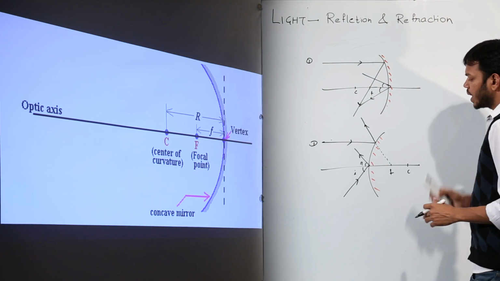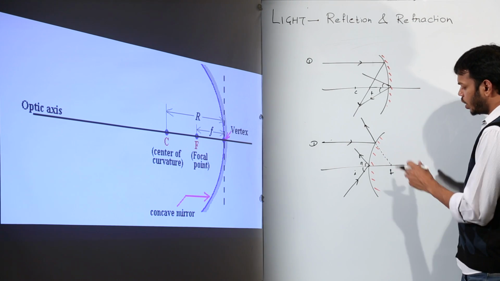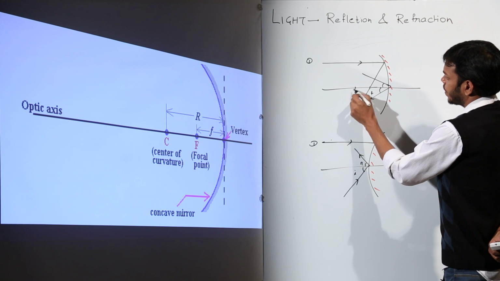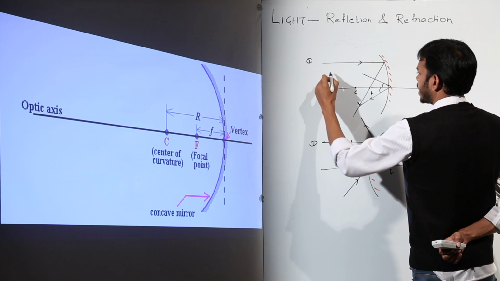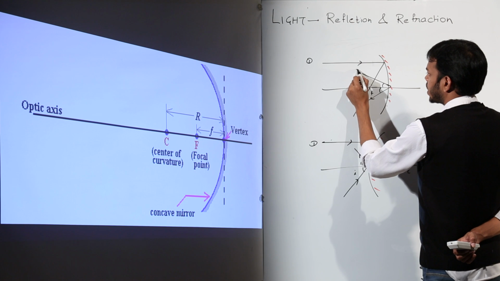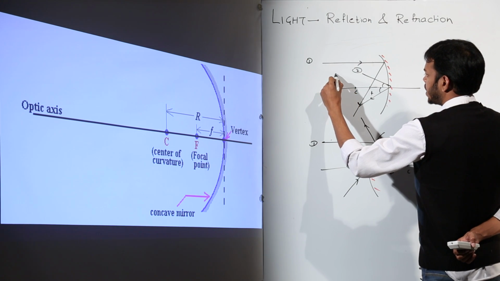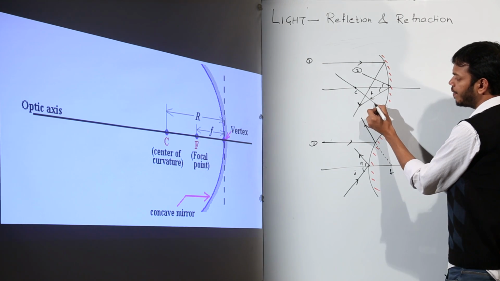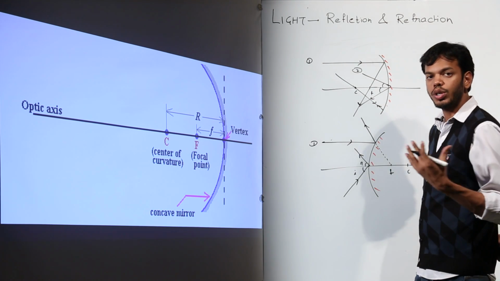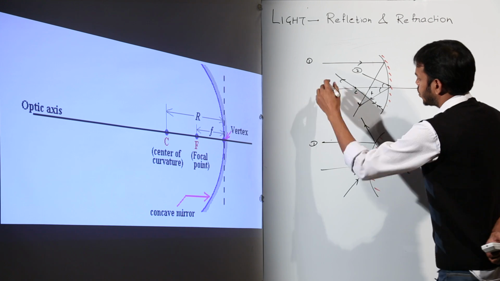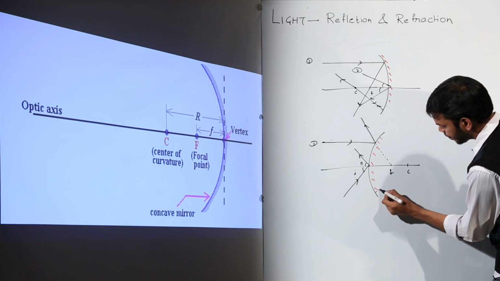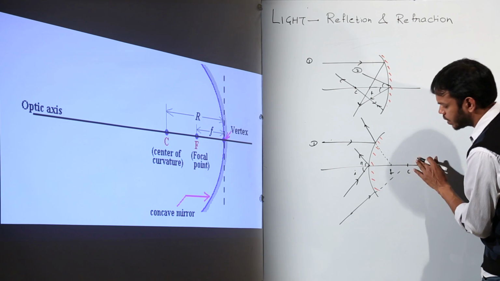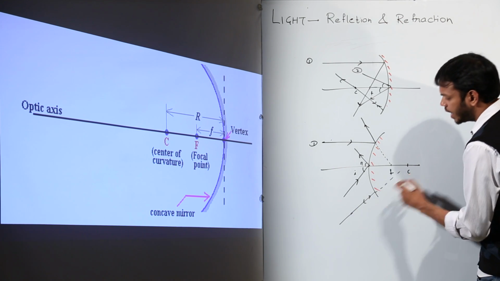And lastly, the ray which is incident on, or which is passing through, the center of curvature. Suppose this is the ray passing through the center of curvature, let us call it ray number 3, and this was ray number 2. Ray number 3 is passing through the center of curvature. So this ray is going to get reflected back. This ray is going to retrace its path. So that is ray number 3. The ray which was incident along the center of curvature will get reflected back.